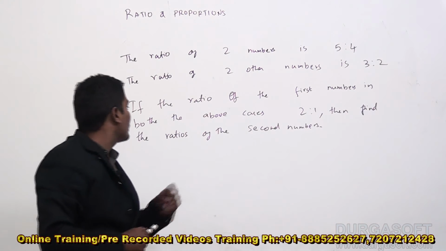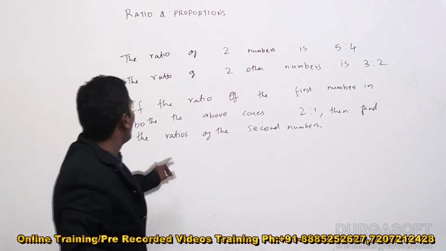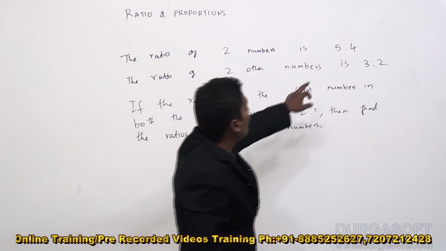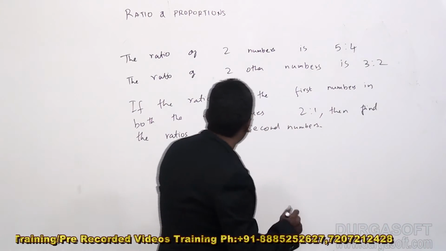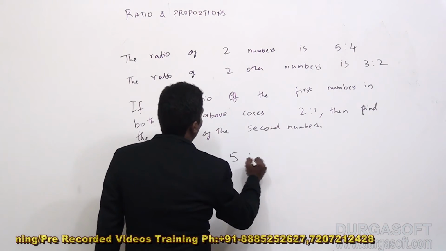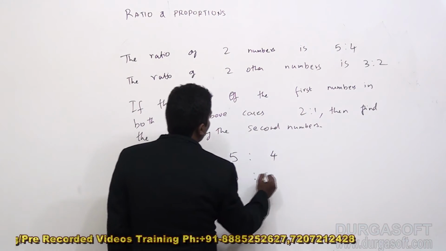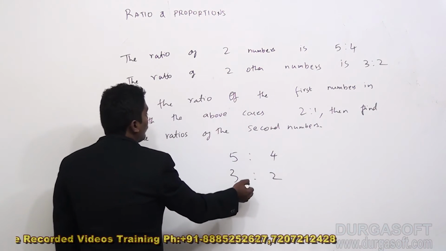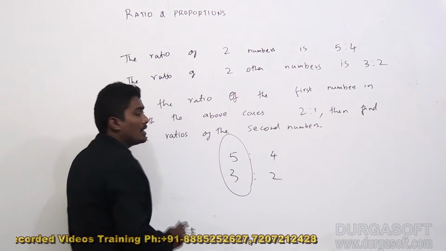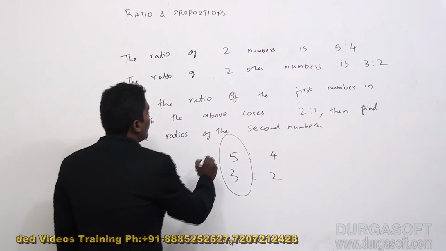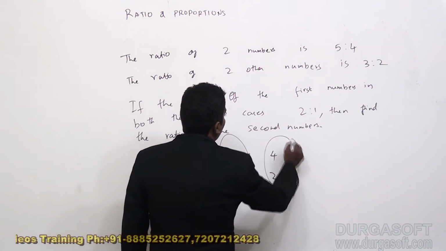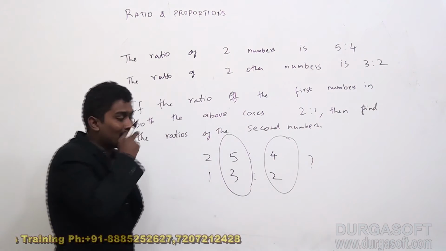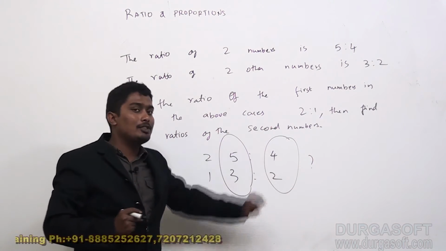If the ratio of the first numbers in both the above cases, so they give that one ratio is 5:4, another ratio is 3:2. They say that the ratio of the first two numbers is 2:1. Then we are asked to find the ratio of the second part, these two numbers.